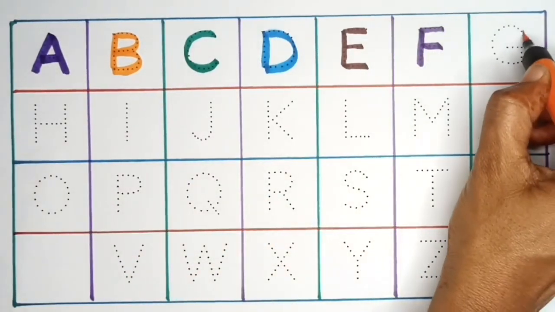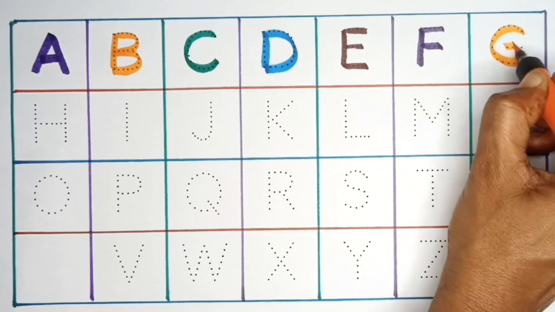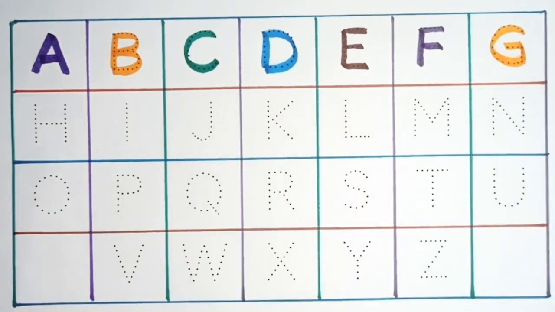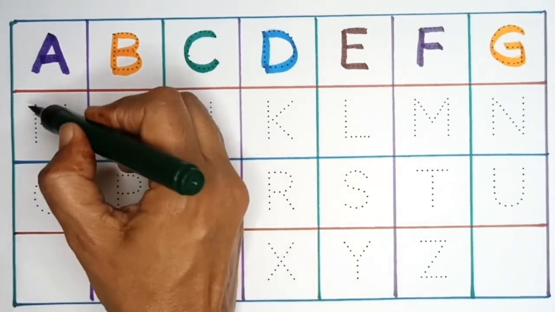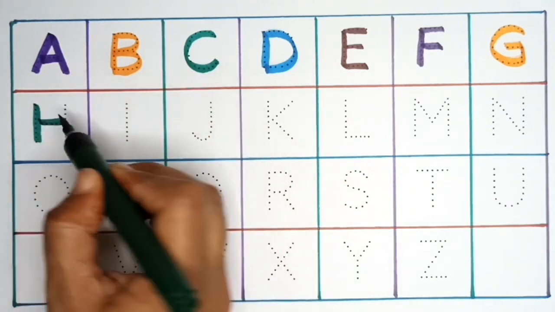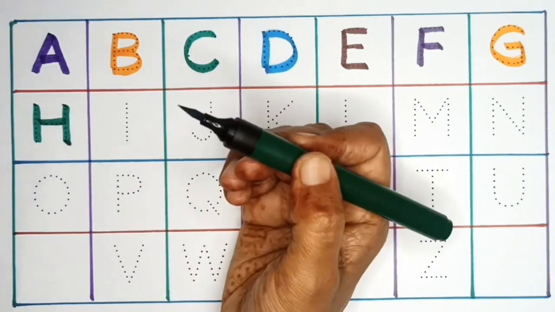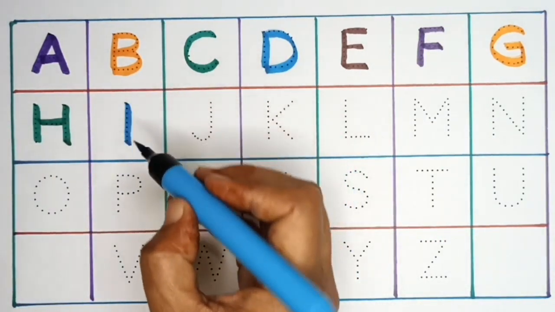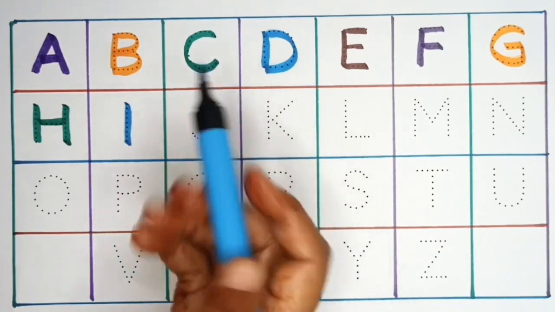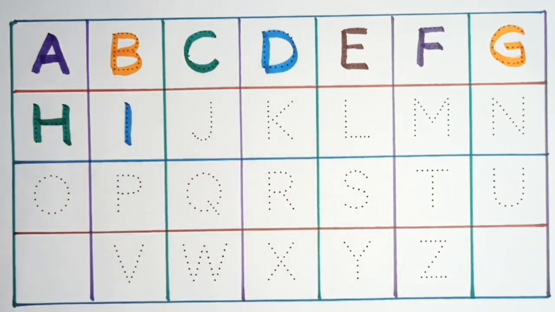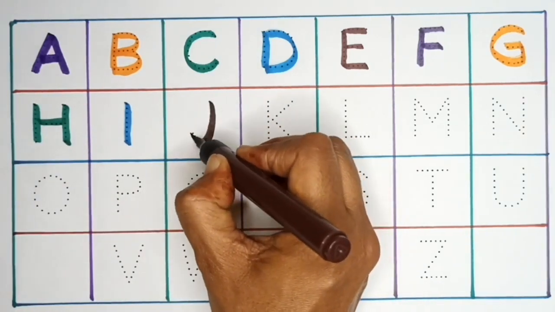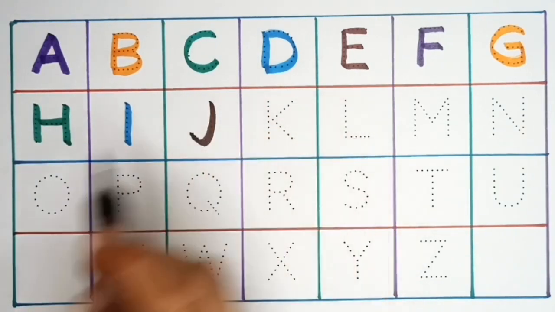Orange color. G, G for grapes. H, H for hen. Green color. I, I for ice cream. Blue color. Brown color. J, J for jug.